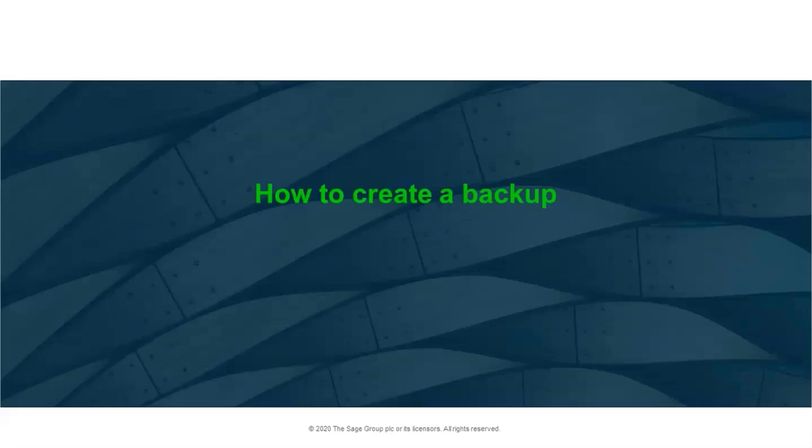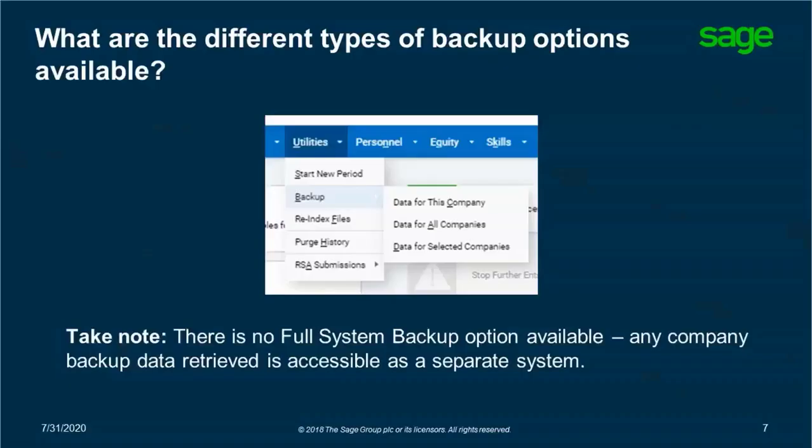Let's review the process of how to create a backup. Now, there are a few different backup options when you access the system. From your main menu, from any company, if you click on Utilities, click on Backup, you will see there are three options available. There's data for this company, data for all your companies, and data for selected companies.